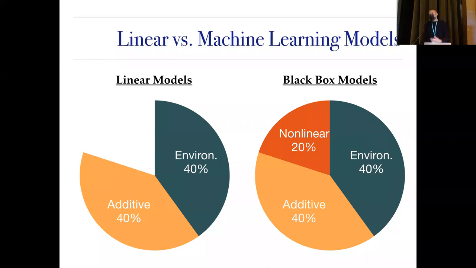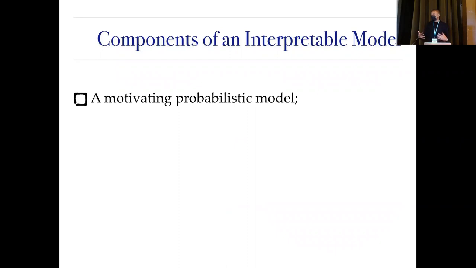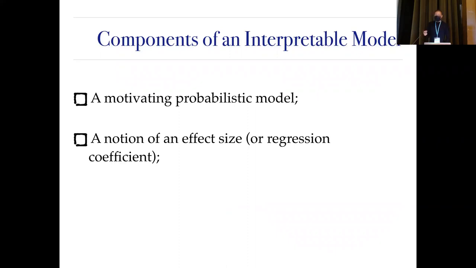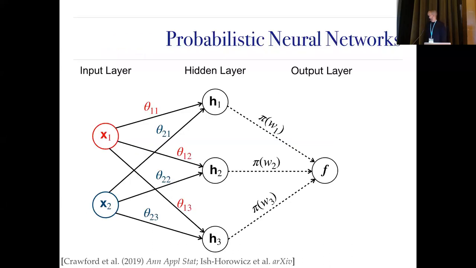Now you might think, what makes an interpretable statistical model? Well, I would break that down into three different components, okay? There's some underlying motivating probabilistic model. Each input, for each feature in that model, I can derive a notion of an effect size or a regression coefficient. And then I have some statistical metric that's going to allow me to summarize the significance of each of those features, right? So I don't just have weights, I have a way to put some kind of statistical significance on those weights, okay?